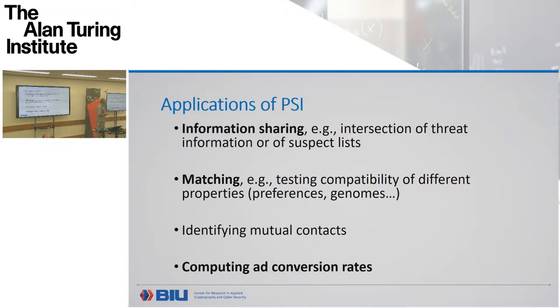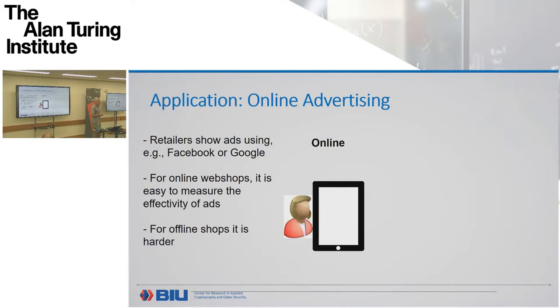And another very appealing application is computing ad conversion rates, and I'll go into it in more detail. So think about online advertising like Google or Facebook is doing. Retailers show ads, and something very useful that these companies do is they tell the advertisers how useful the ad was. When you put an ad in the newspaper, you don't know how useful it was. If you put it on Google, then it can tell you how many people clicked on the ad. They call it the ad conversion rate. Ideally, it should tell you for each ad how much money you made out of it, how many ads were converted to actual transactions. This is very important. This is how these companies are making money. It's worth billions. So it's easy for online web shops, but it's very hard with offline purchases.